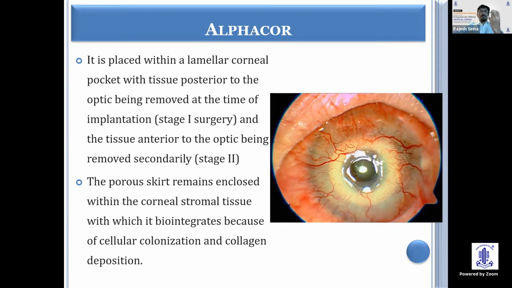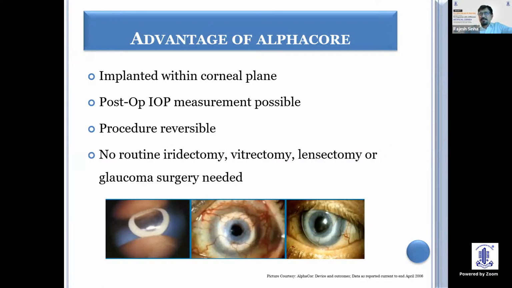In stage one, the posterior part is removed after placement of the AlphaCor in the pocket, and then after a couple of months, the anterior part is cut, and the porous skirt remains enclosed within the corneal stromal tissue, with which it biointegrates because of cellular colonization and collagen deposition. The advantages: because these are implanted within the corneal plane, even post-op intraocular pressure measurement is possible.